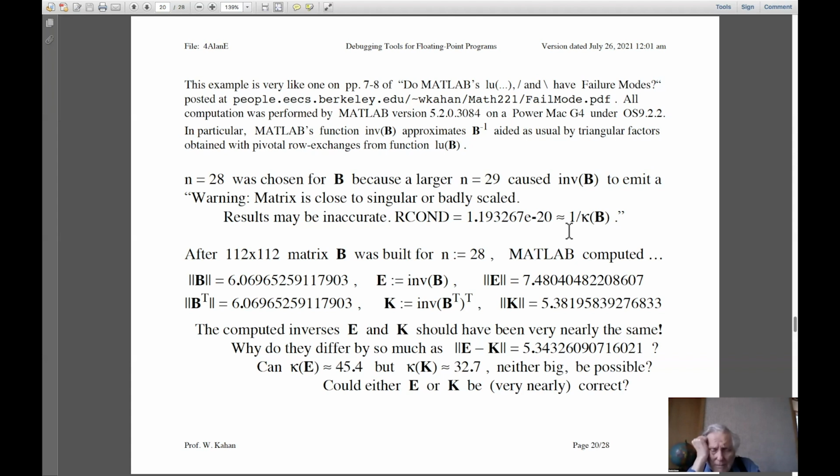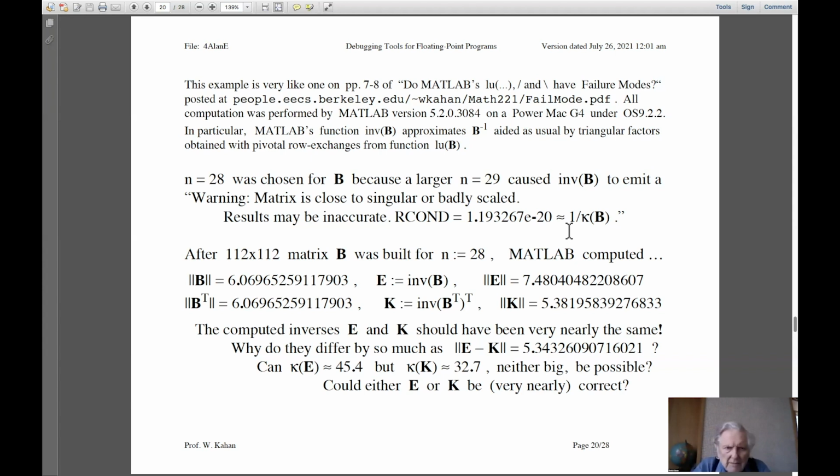If we look at their condition numbers, the condition numbers are about 40 or 30 odd. That's not very big. At least one of the E and K must be inaccurate. But it can't be terribly inaccurate if the condition number is not very big. And yet, they differ by an awful lot. That's very perplexing.